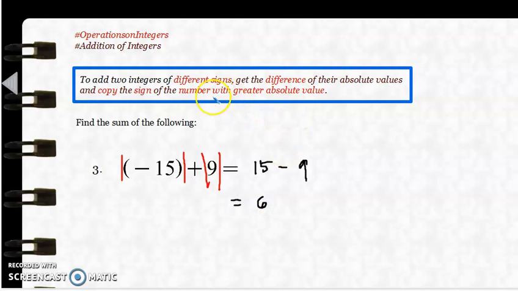But the number with the greater absolute value must have its sign placed on the resulting number. Between the two, the negative sign is to be put on 6 because the absolute value of negative 15 is greater than the absolute value of 9. Therefore, we have the result, which is negative 6.